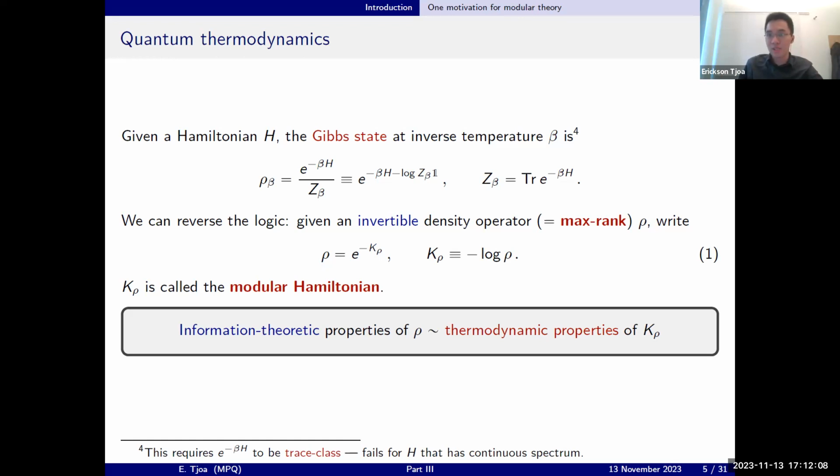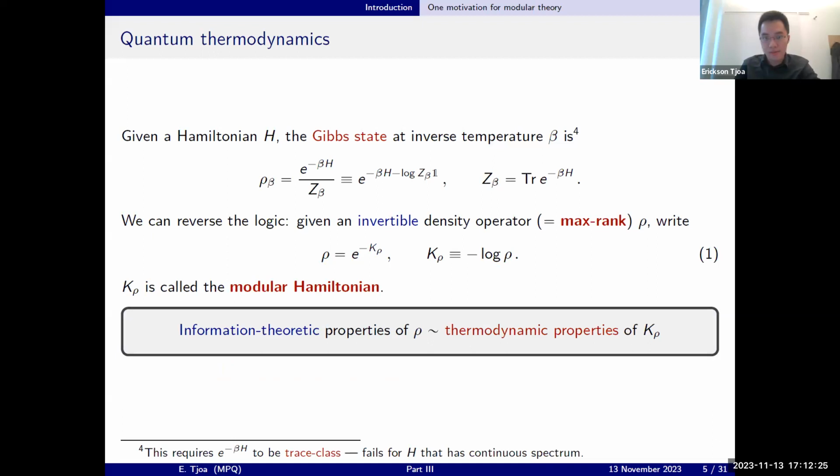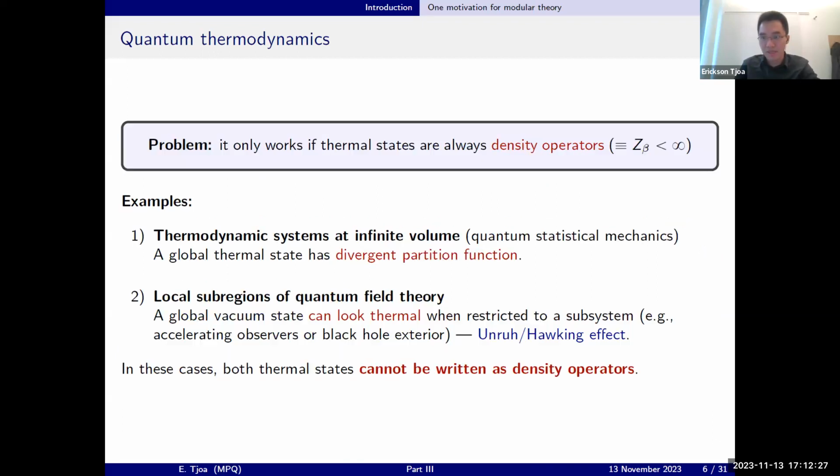That means you can take the trace. So in infinite dimensional quantum systems, you cannot actually do this, especially if you do quantum field theory or you take a thermodynamic limit of something. Okay. Now, I just said that it really only works if the thermal states are always density operators. That means in the sense that the 1 over Z there is actually a number. Okay. So an example where this doesn't work, of course, is thermodynamic systems at infinite volume, the thermodynamic limit of spin chains, for example. Well, the partition function is just divergent.